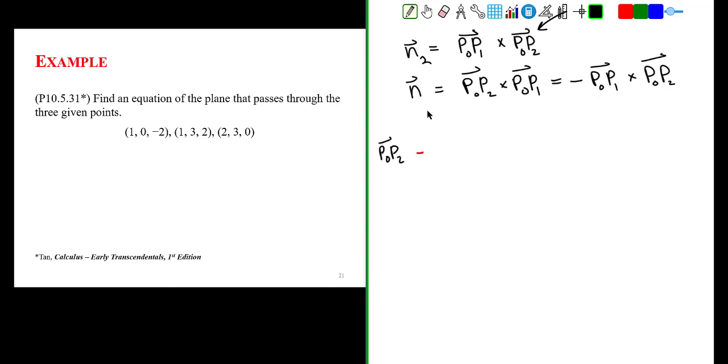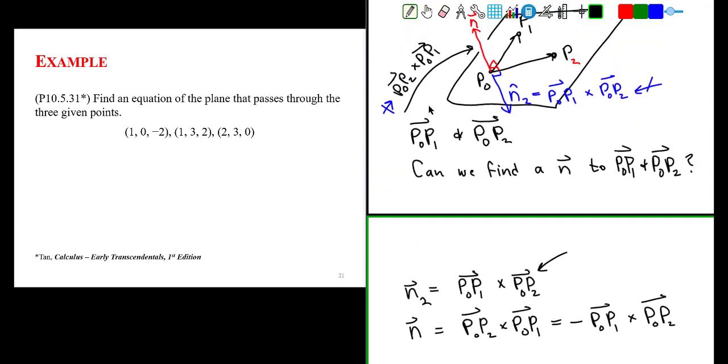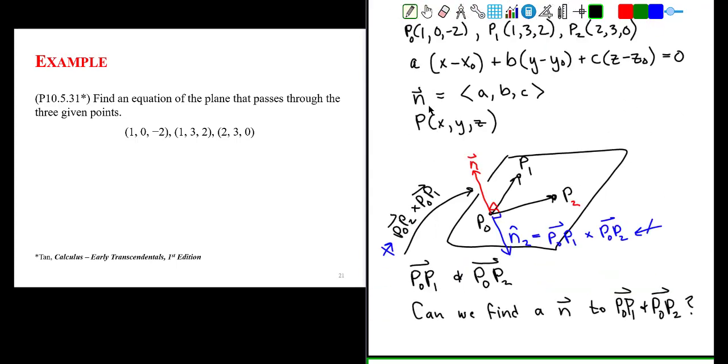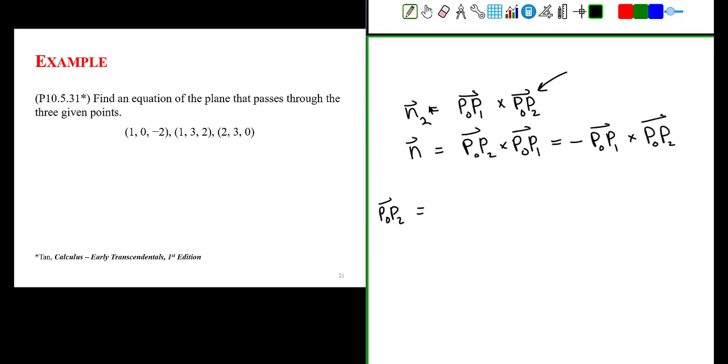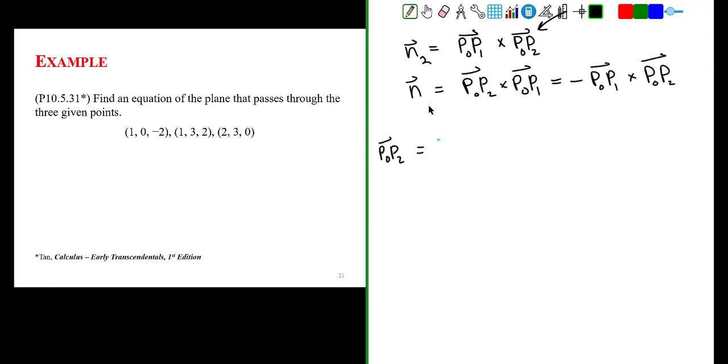P0P2 and P0P1. Remember, let's go ahead and write down the information we have from up here. Let's write down our points. The point P0 has coordinates 1, 0, minus 2. The point P1 has coordinates 1, 3, 2. The point P2 has coordinates 2, 3, 0.